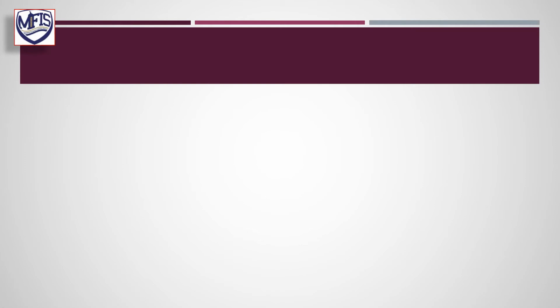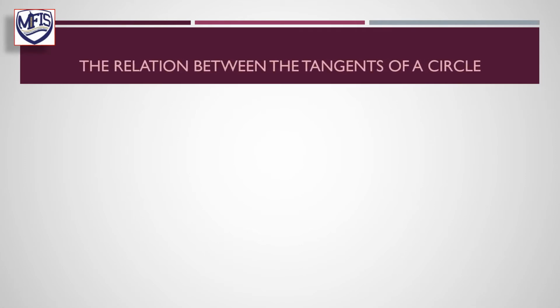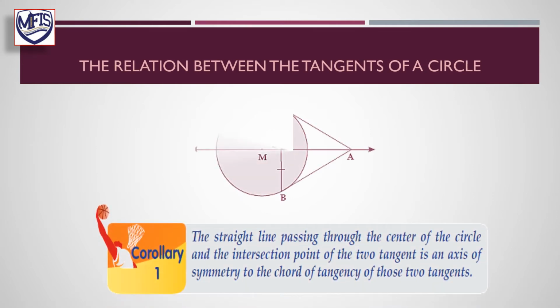The second relation is corollary number 1. The straight line passing through the center of the circle and the intersection point of the two tangents is an axis of symmetry to the chord of tangency of those two tangents. Again, look at the figure.